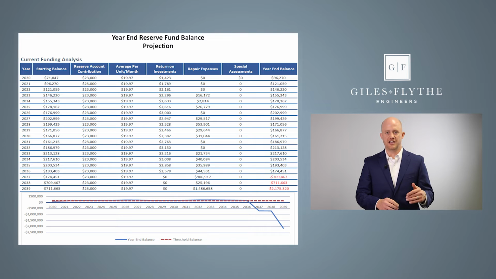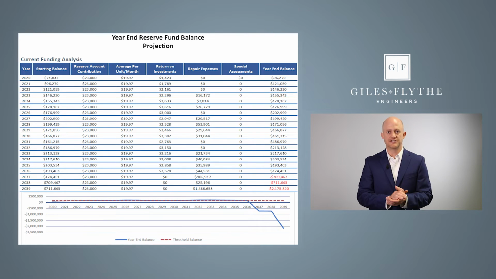Then you have a starting balance, where we're showing what that starting balance was in that reserve account. The next column you see is a reserve account contribution. This is how much they are currently budgeting to put into the reserve account. There should be one line item on your annual budget that says reserve account transfer, reserve account contribution, something like that. This is exactly where that information comes from. We then typically break it out on an average per unit per month.